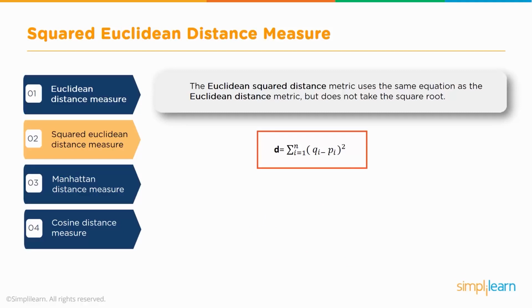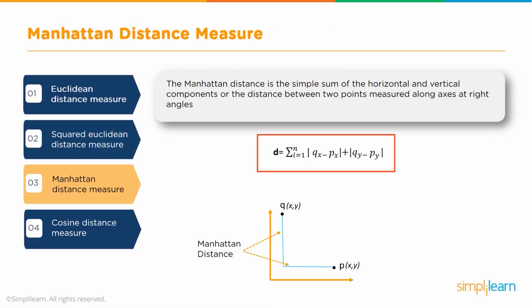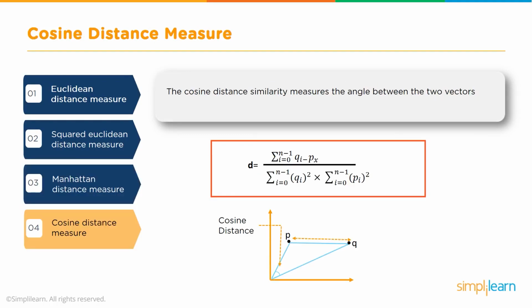What is the squared Euclidean distance measure? It's nothing but the square of the Euclidean distance, as the name suggests. So instead of taking the square root, we leave the square as it is. And then we have Manhattan distance measure. In the case of Manhattan distance, it is the sum of the distances across the x-axis and the y-axis. And note that we are taking the absolute value so that the negative values don't come into play. So that's the Manhattan distance measure.